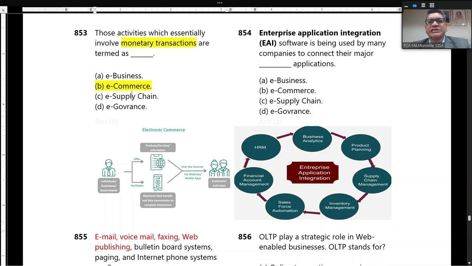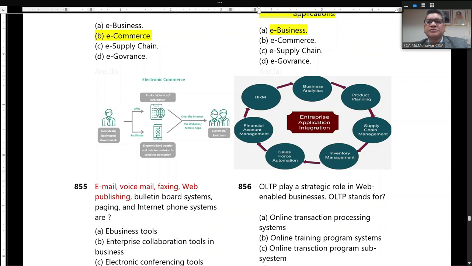Enterprise application integration, EAI, software is being used by many companies to connect their major e-business application. Here the answer is A, e-business application. What is using? Enterprise application integration, EAI software. So this is the EAI software.